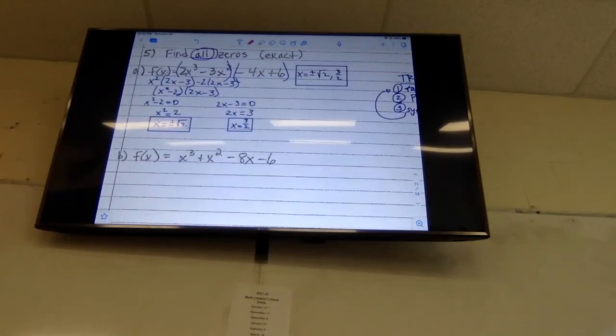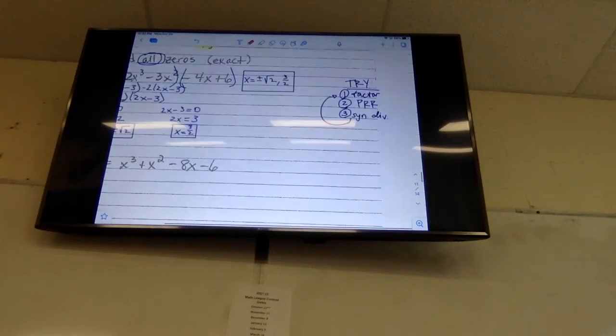Okay, letter B, I can't factor this by grouping. Yeah, I could group these guys and I could take out a common term, but I don't have that overlap that happens with this 2x minus 3, so I cannot factor this. So the next option I have is what we call the PRRs, and I'm just going to write about them right in here.